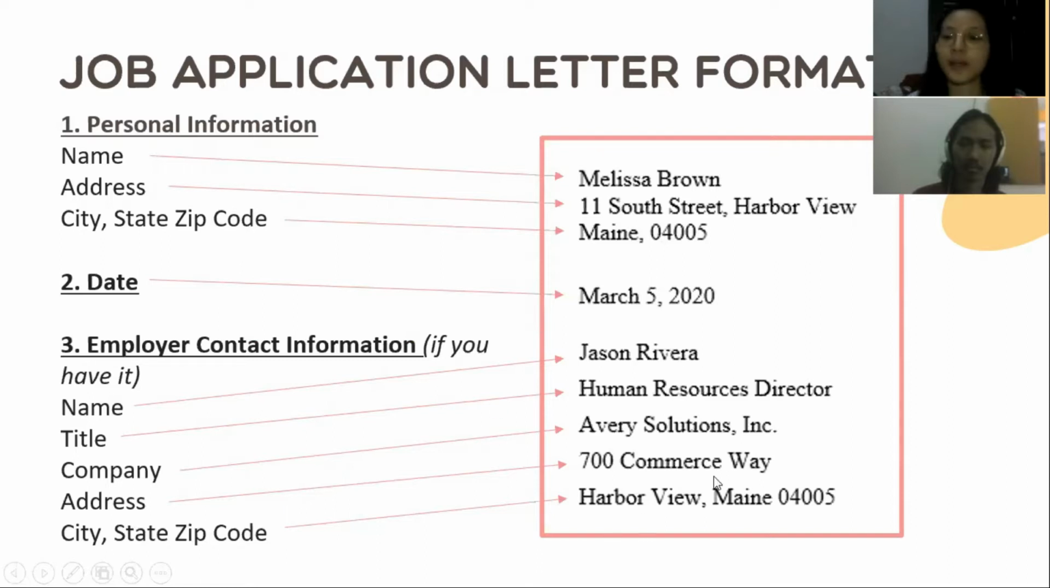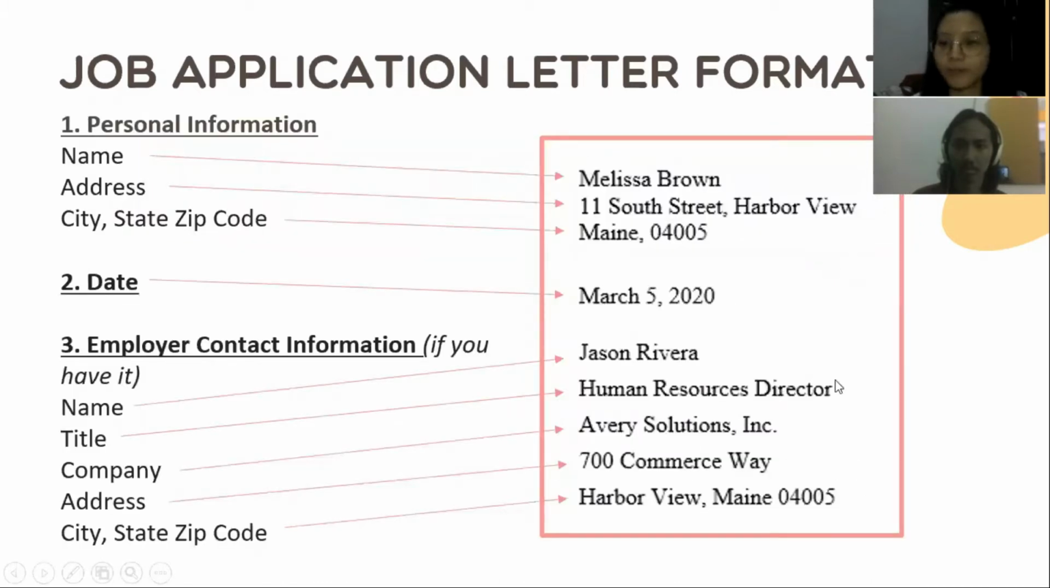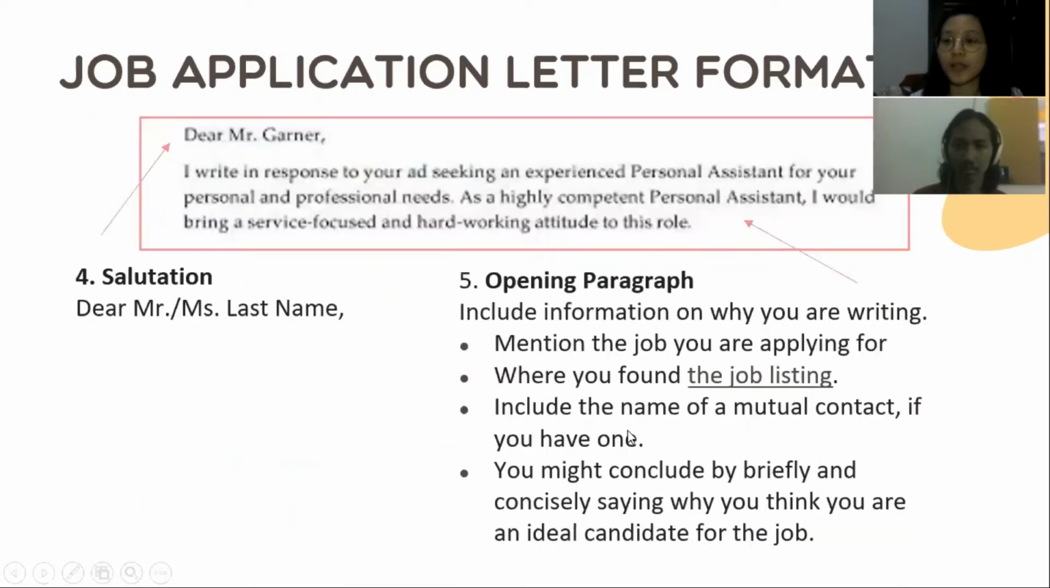And next, you have to write the employer's contact information. Okay, so this is usually located at the top of the application letter. And then right after that, you start with a salutation. So here, you address the usually human resource director. So they're the ones usually taking care of employees, hiring, firing people. So here you address them by their last name. And then right after that, you start writing the opening paragraph.